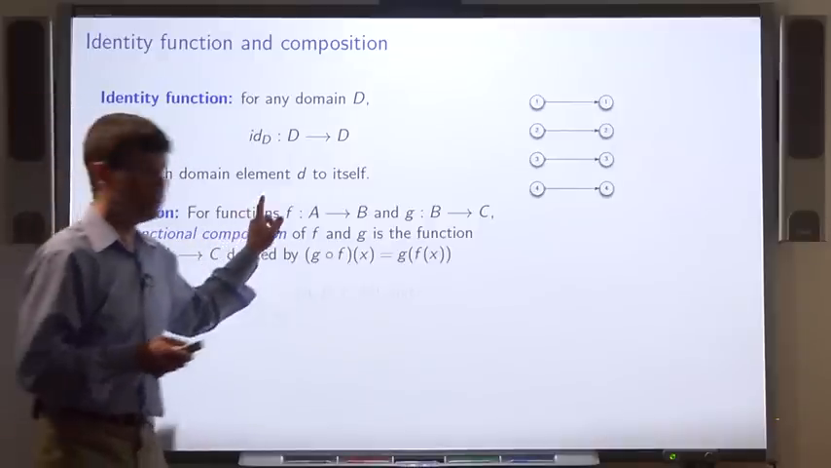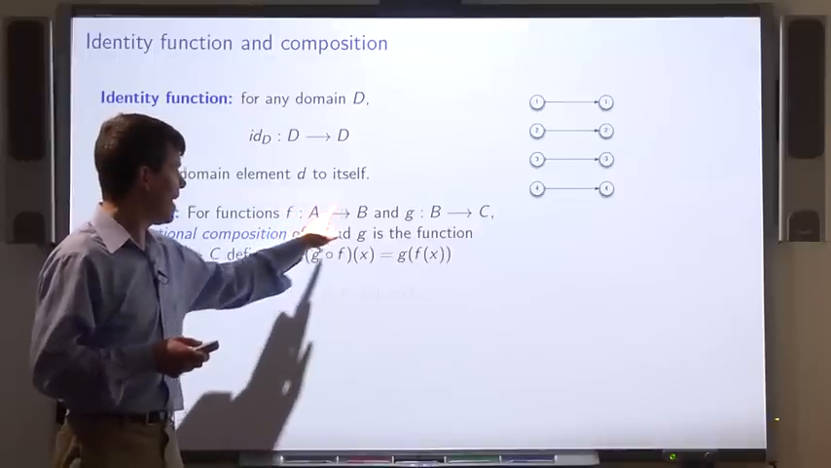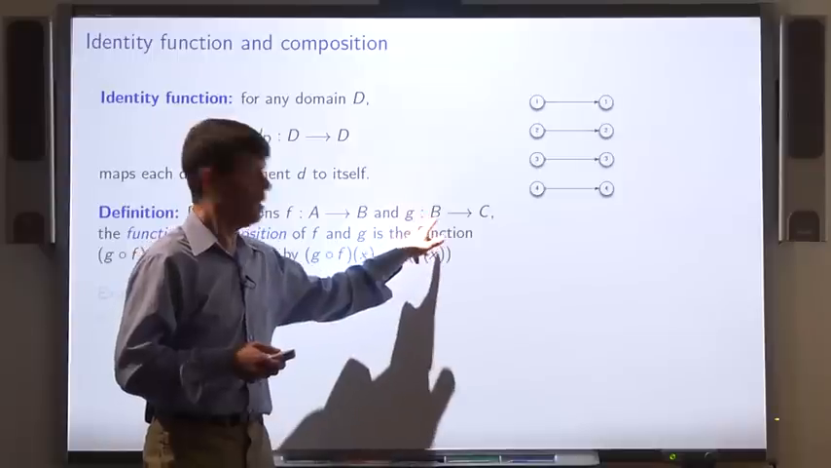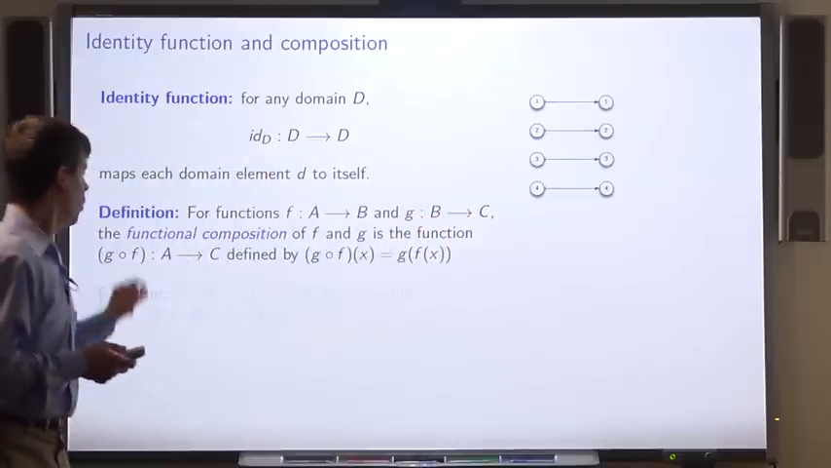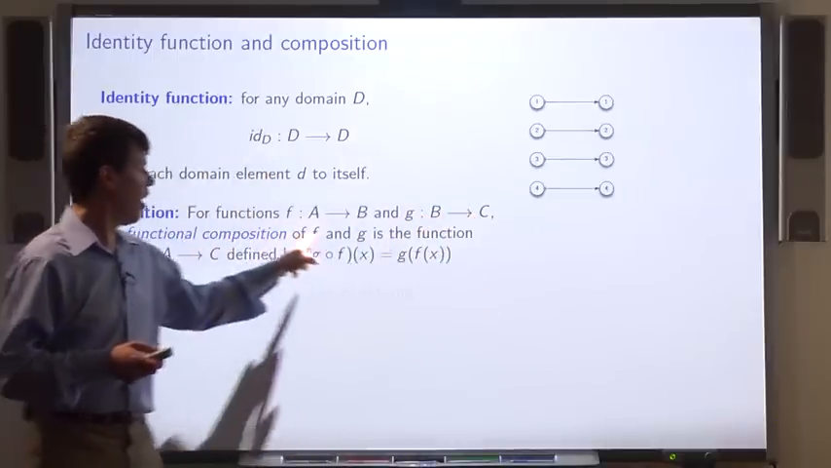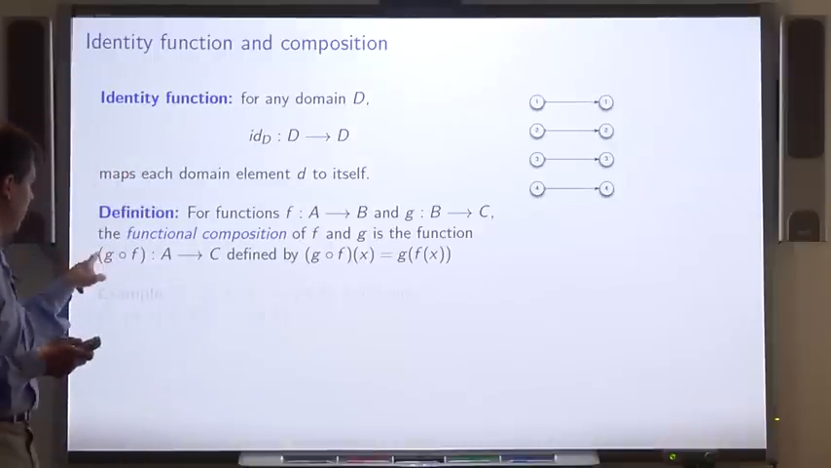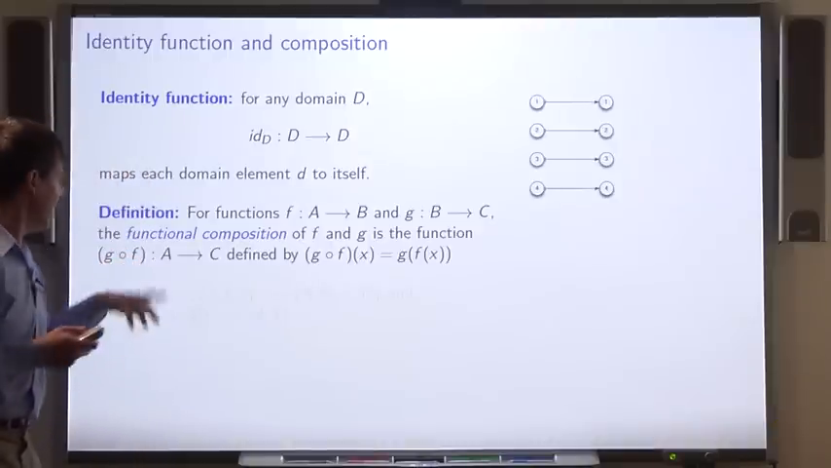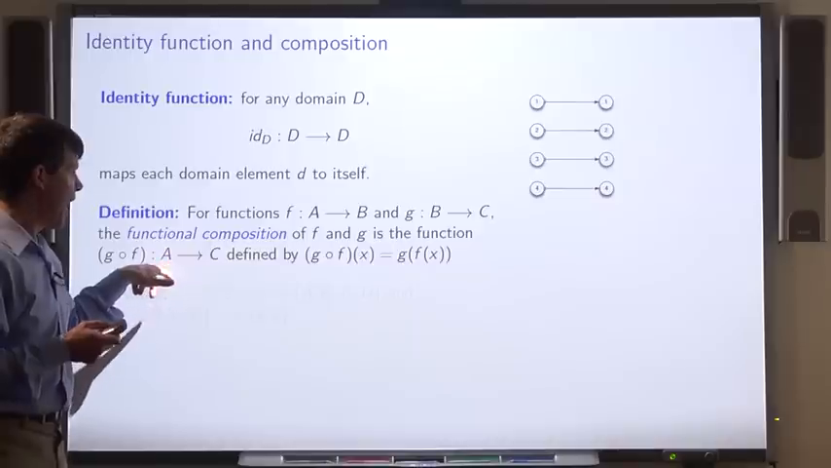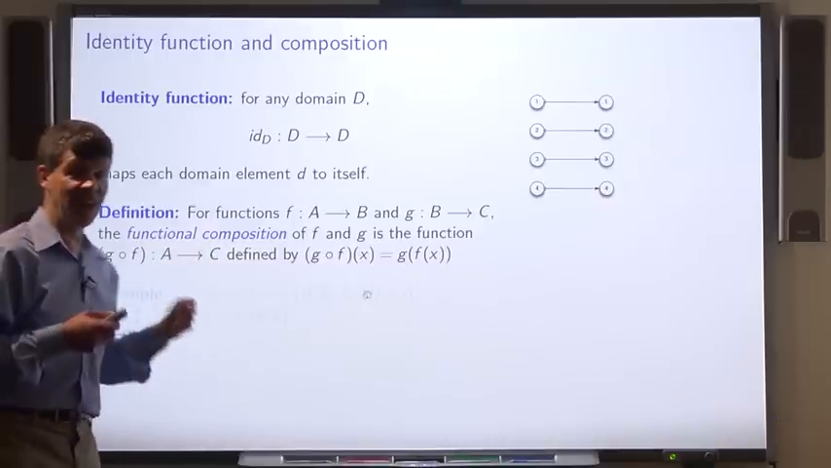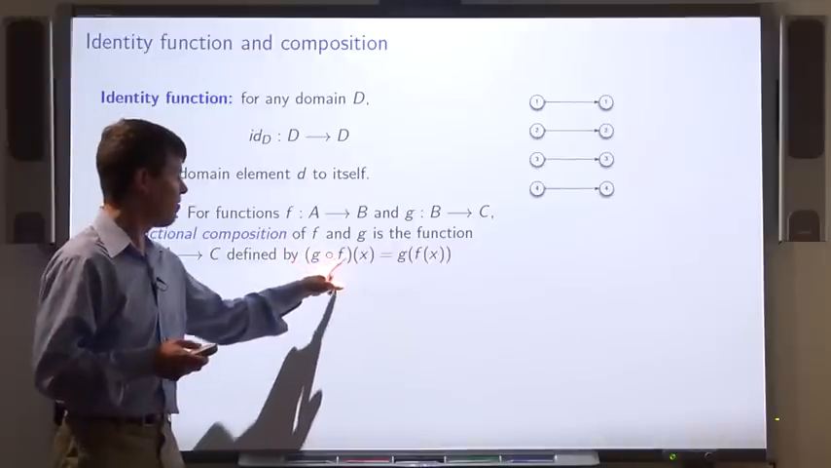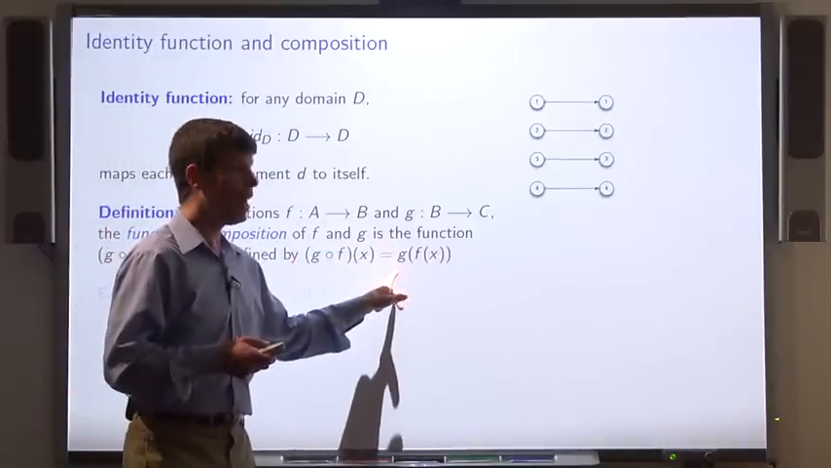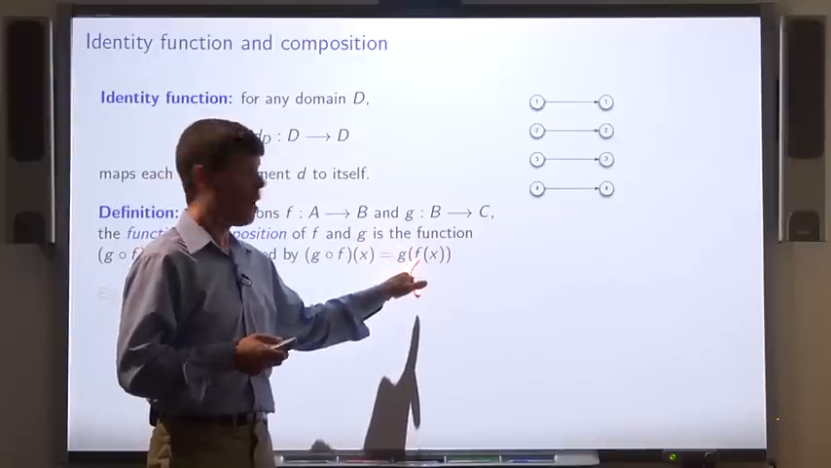Now, for functions f with domain A and codomain B, and g with domain B and codomain C, the functional composition of f and g is the function which we write g composed with f. The domain is A, and the codomain is C, and it's defined in this way. g composed with f applied to an input x is g applied to the result of f applied to x.